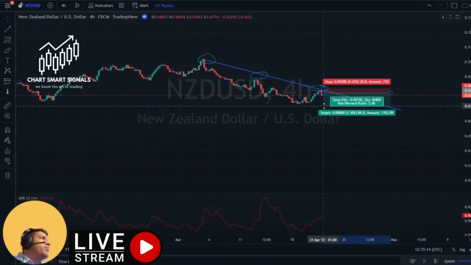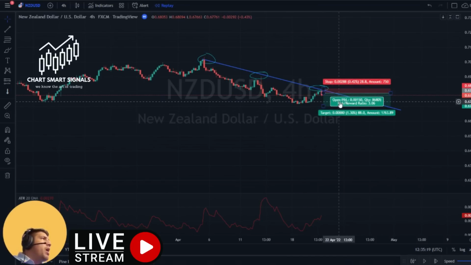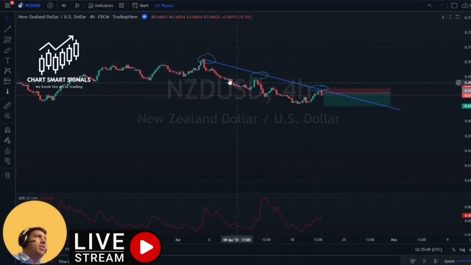Let's see. 3.06. That's a good enough move for me. And yeah, 88 pip win and a 28.8 pip stop loss. So I hope you guys understand that if you do hit stop loss, you're losing 1 unit, but if you hit your TP, you're winning 2.5 units, which essentially means it will take a lot more losses to move backwards your account balance.